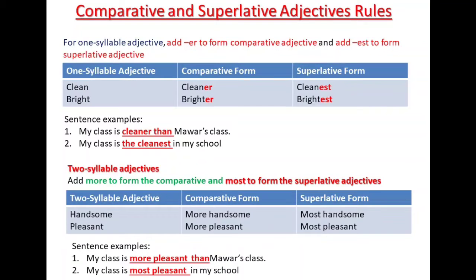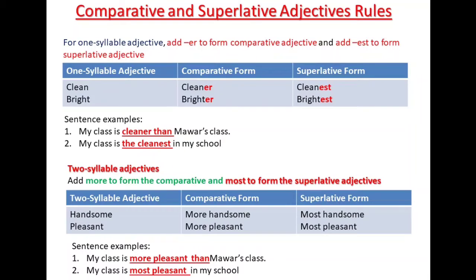For example, my class is cleaner than Mawar's class. Here, my class is being compared with Mawar's class. So there are two things being compared, so we use the comparative adjective. Meanwhile, in the second sentence, my class is the cleanest in my school. Here, my class is being compared with all of the classes in my school, so we use the superlative form of clean.